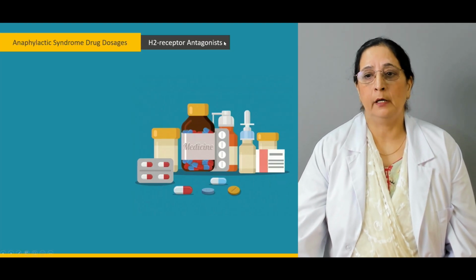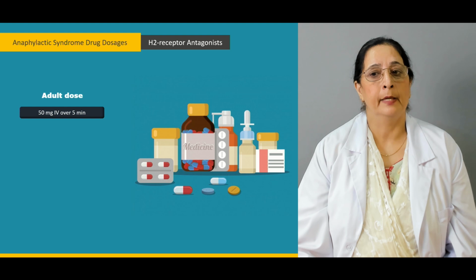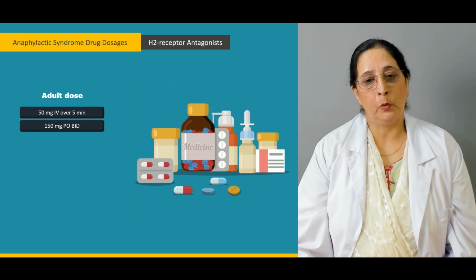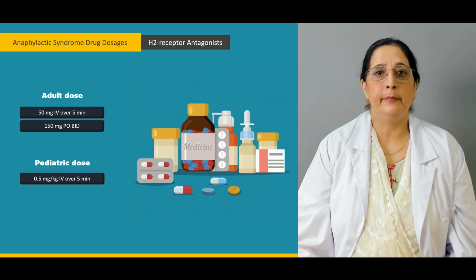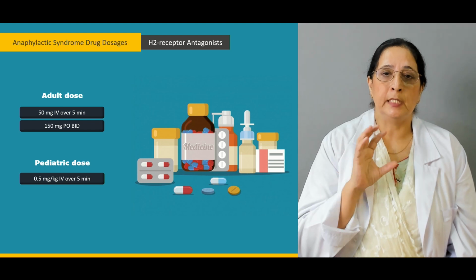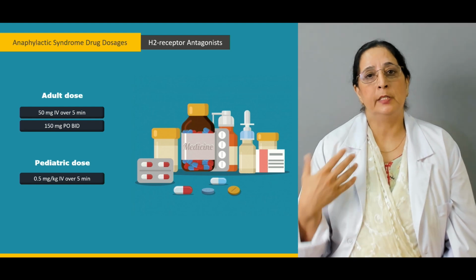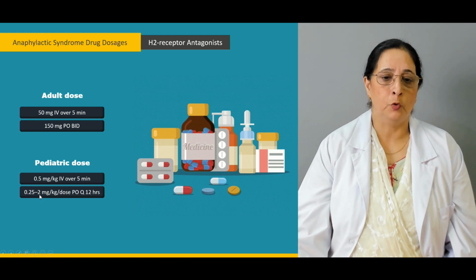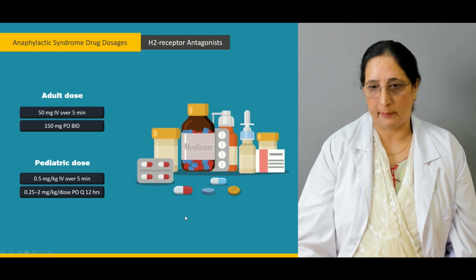H2 receptor antagonist drugs, adult dose 50 milligrams intravenously over 5 minutes, 150 milligrams orally 2 times a day, and the pediatric dose is 0.5 milligram per kilogram IV over 5 minutes. Pediatric dosages, as you saw, are given per kg, so it's according to the weight. And then 0.25 to 2 milligrams per kilogram orally every 12 hours.